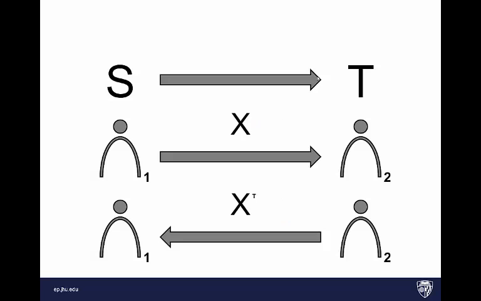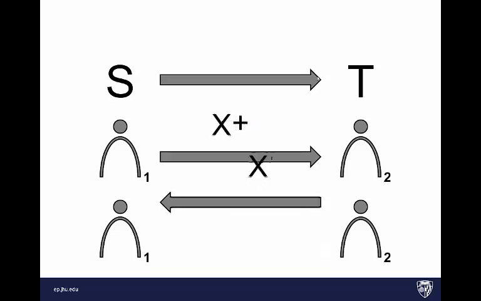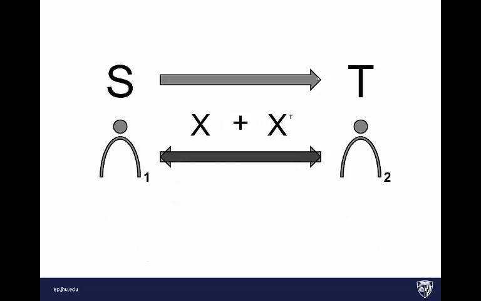So I have X and X transpose. If I add them together, I have now taken a single direction arrow and I've made it an undirected network. So when you take a matrix X and you add its transpose, you've taken a unidirectional network and you've turned it into an undirected network.